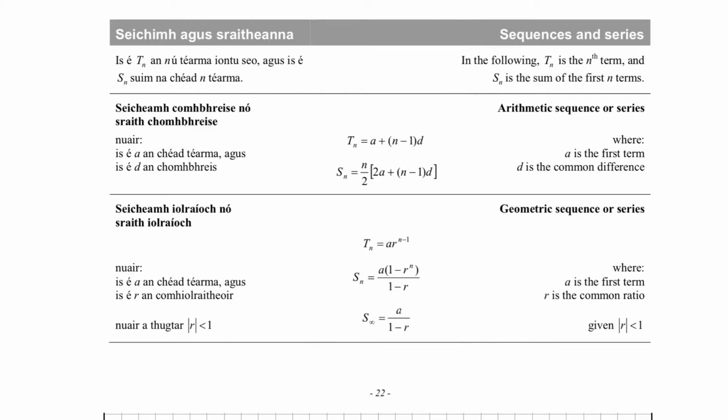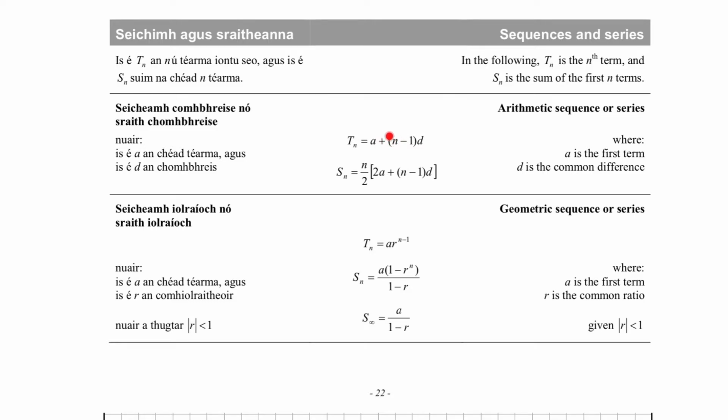Okay, so with your log tables there on page 22, you can see that we've got sequence and series. T of n is the nth term, S of n is the sum of the terms, but we're not looking for the sum of the terms. So we need to make sure we're able to read the log tables. We've got arithmetic sequence and series here, and geometric sequence and series here. What we're dealing with is a linear sequence and series, and that falls in as an arithmetic sequence and series. Okay, so the T of n that we're going to be using will be this one.